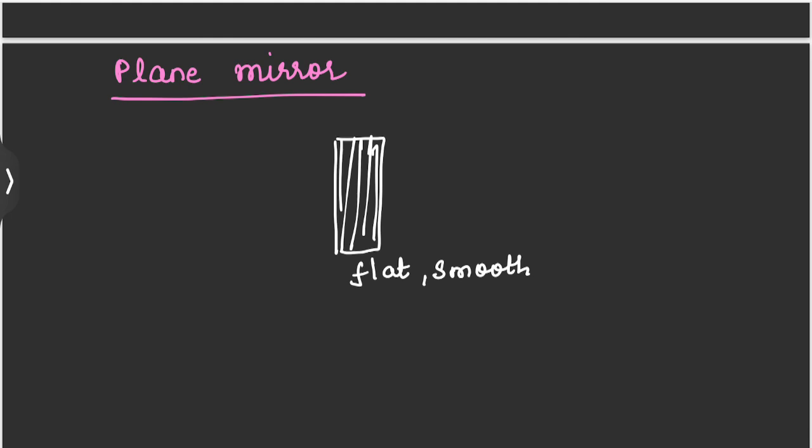Now what are the properties of the image which is formed in the plane mirror? Important properties we are going to see. The first one is, the image formed is always virtual.